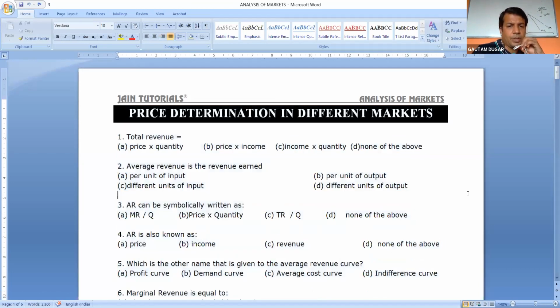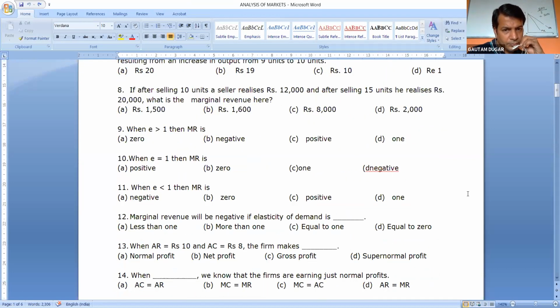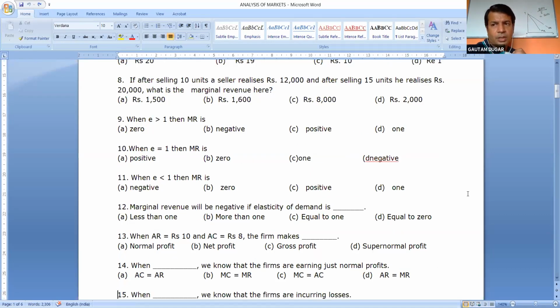Next question, question number 9. For 9 onwards, I'll give you one diagram that will be very useful for you. This is basically the relation between elasticity of demand, average revenue, and the marginal revenue.